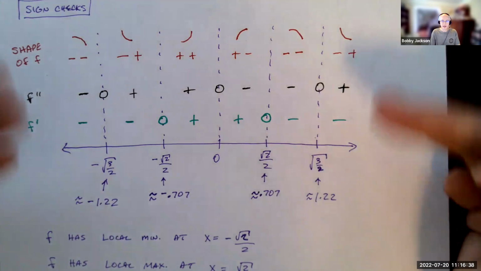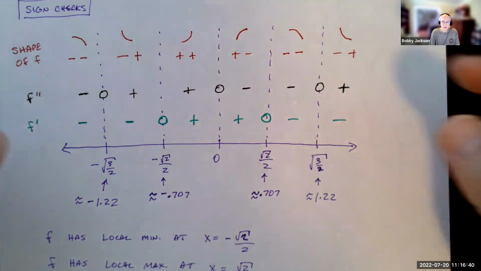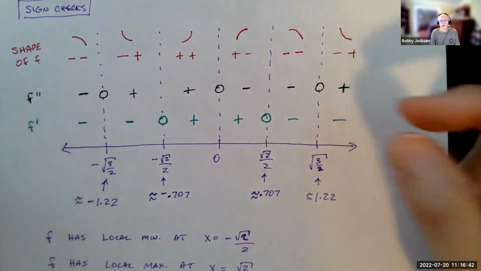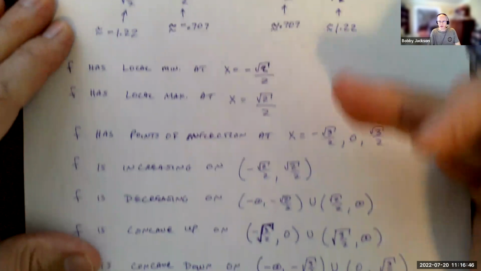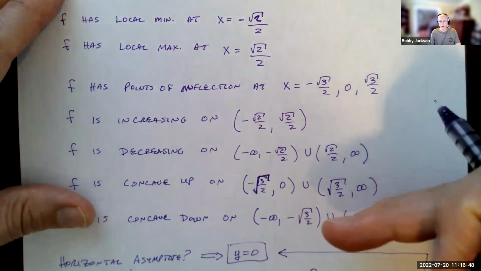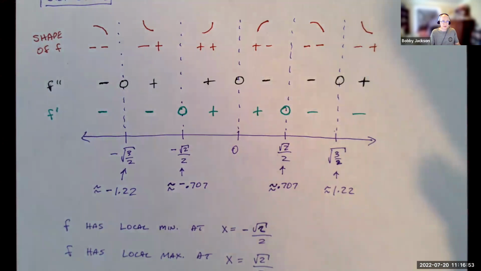So on the test, it's imperative that you give me something like this, a sign check. I prefer to do them together in this case. But whatever of these things I'm asking for, you have to, of course, find the first and second derivative as needed, but then do a sign check like this. Very important that you do that for support.